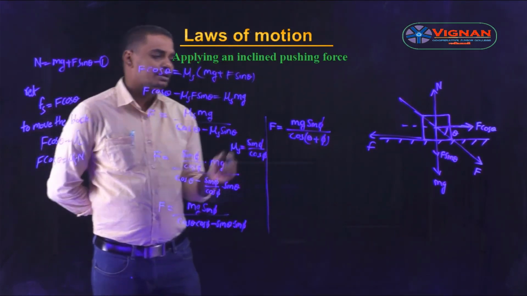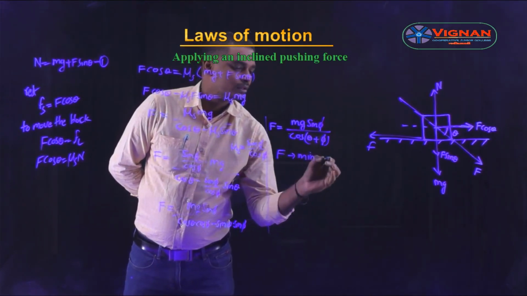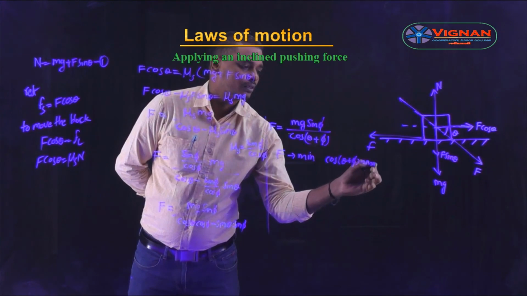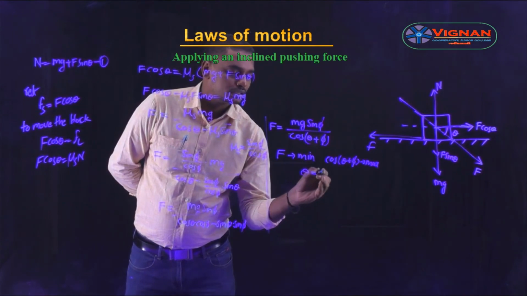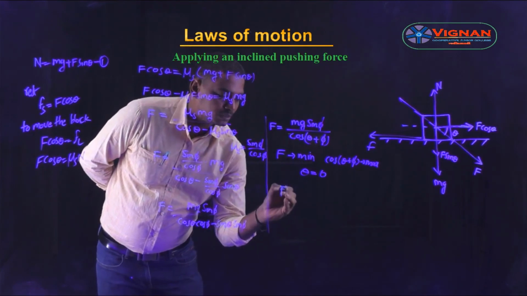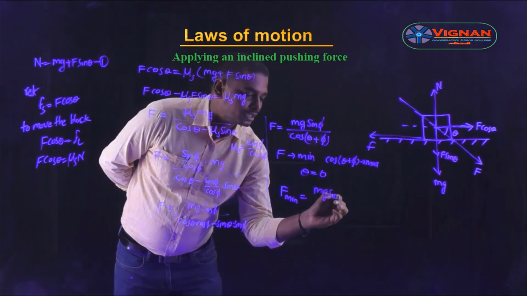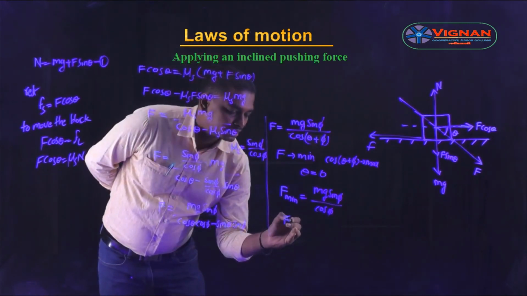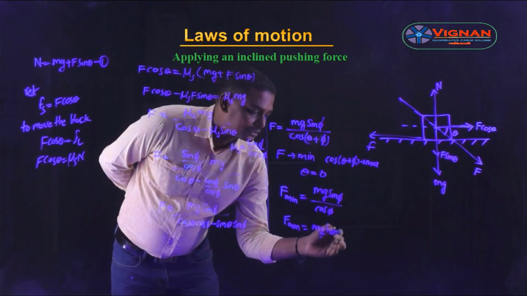Now we need to calculate the minimum force. For the force to be minimum, cos of theta plus phi should be maximum. Therefore theta is equal to 0. By substituting theta equal to 0 in the above equation, the minimum force F minimum is equal to mg sin phi by cos phi, which is nothing but tan phi. So the minimum force is equal to mg tan phi.